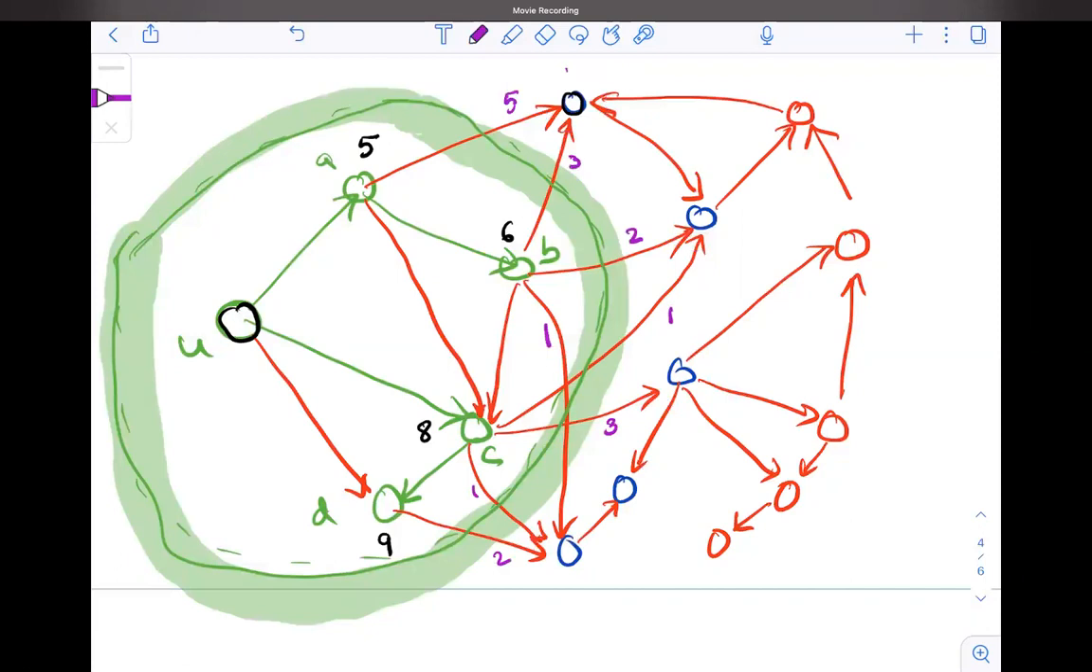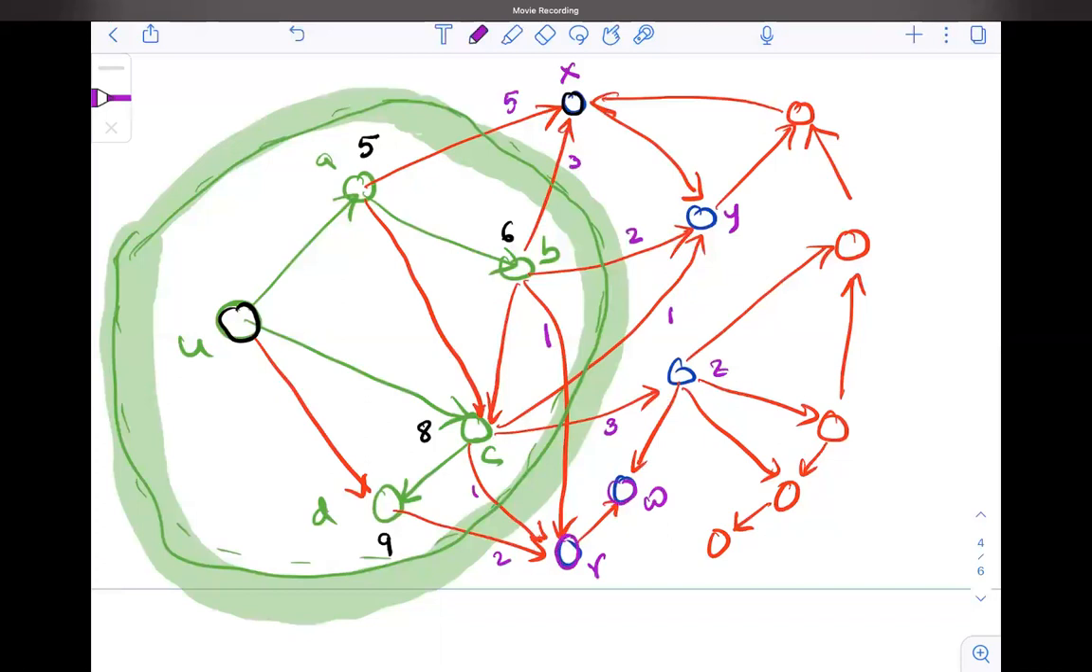So at this point, I have these four points: X, Y, Z, W, and R. These are the places that I can go just one step beyond my boundary. What is the cost of going through X?